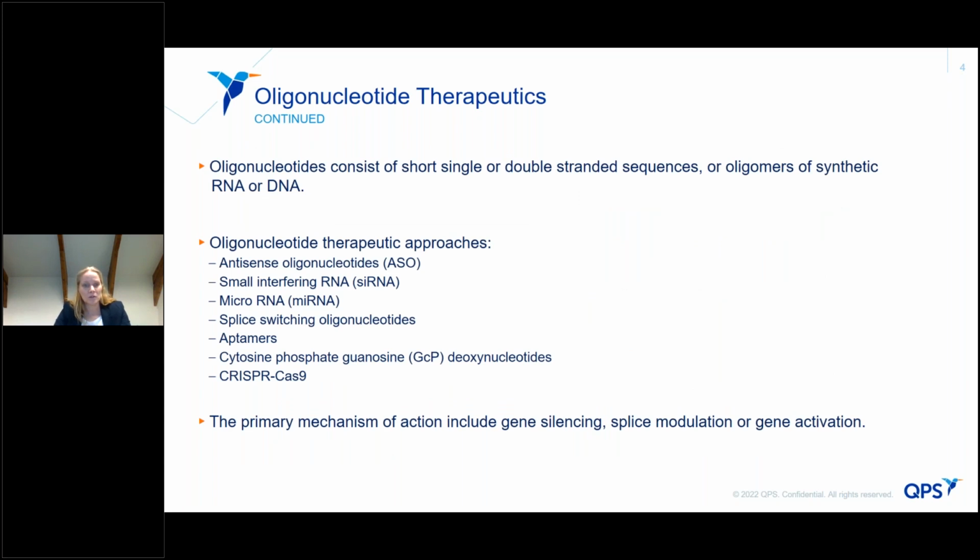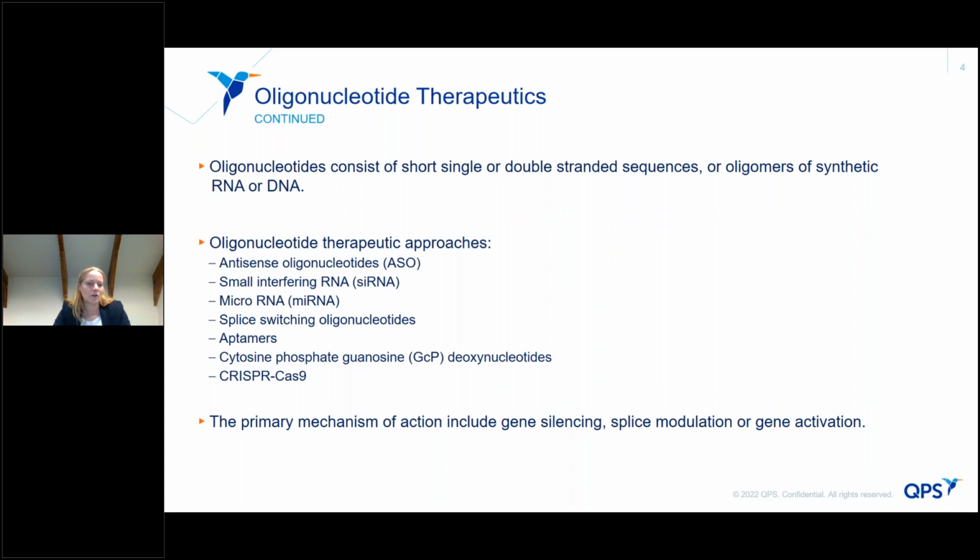So what are oligonucleotides? Well, they consist of a short single or double-stranded sequence or oligomers of synthetic RNA or DNA. They usually are up to 15 to 30 nucleotides long, but they can be longer as well. But they rarely exceed 200 nucleotides.